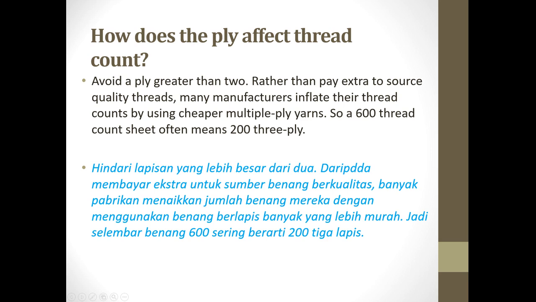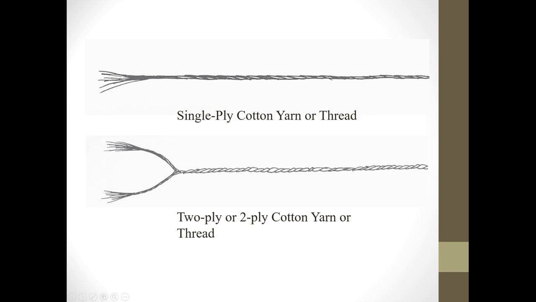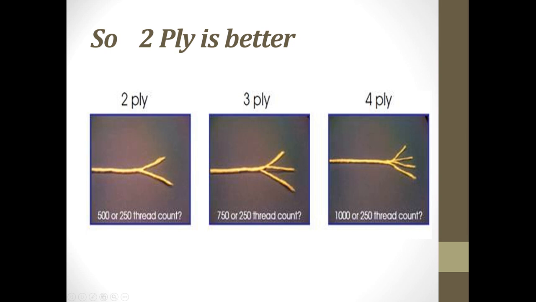Rather than pay extra to source quality threads, many manufacturers inflate their thread counts by using cheaper multiple ply yarns. So a 600 thread count sheet often means 200 3-ply. Please see this picture. Single ply cotton yarn or thread. 2-ply cotton yarn or thread. So 2-ply is better.